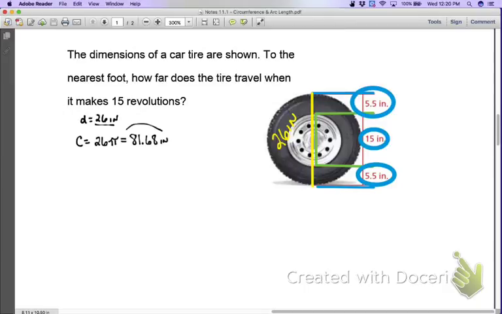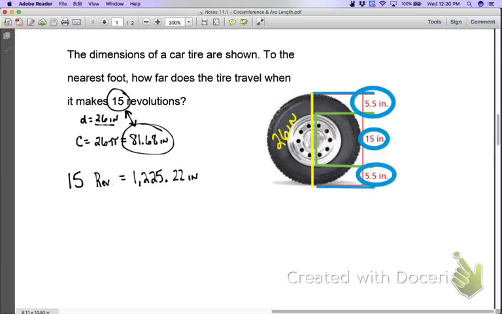So 1 revolution is 81.68 inches. How many revolutions do we want to know about? 15. So what do I need to do with these two numbers? Multiply them. So I'm just going to leave it in my calculator and multiply it by 15. So with 15 revolutions, it figures out to be 1,225.22 inches is how far it travels.